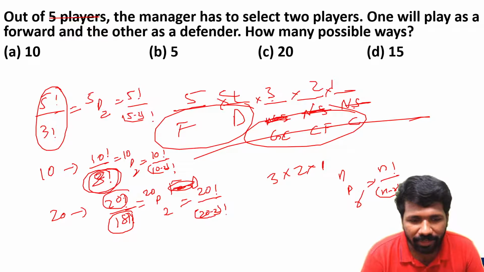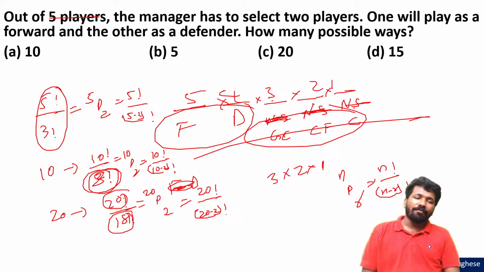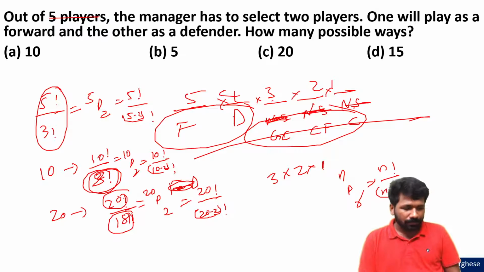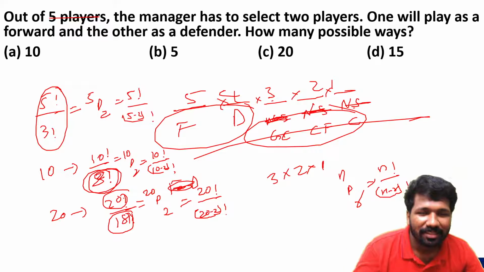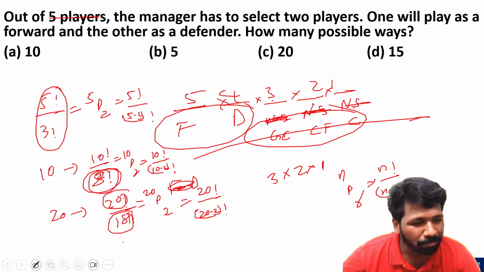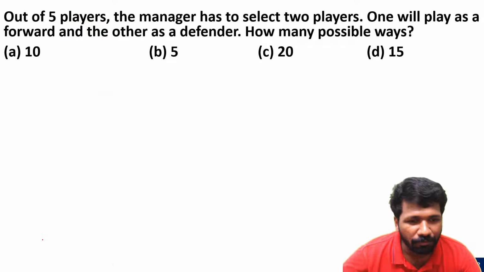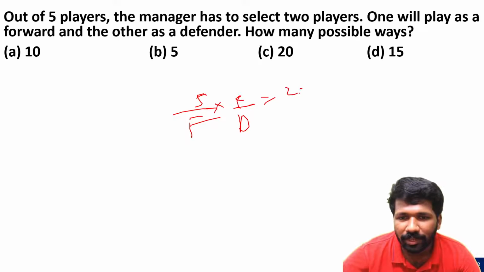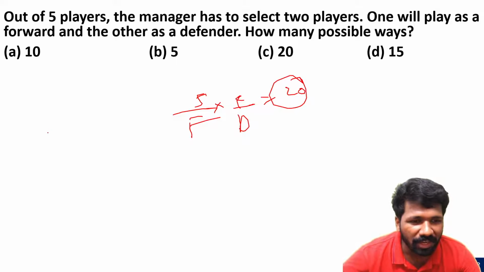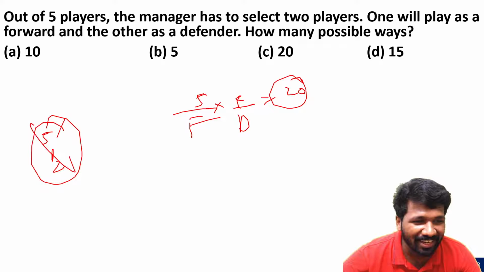Now you understood when permutation should be used and what the permutation formula is. All of you understood this? Now, there can be a very important question in your mind. This question was solved much more easily before. How? We just said forward, defender. We didn't worry about the 3 positions. We just said 5 into 4, 20 is the answer. Then why do we need permutation? Exactly, that is the point. Why do we need this unnecessarily?